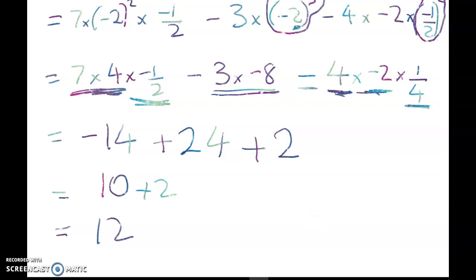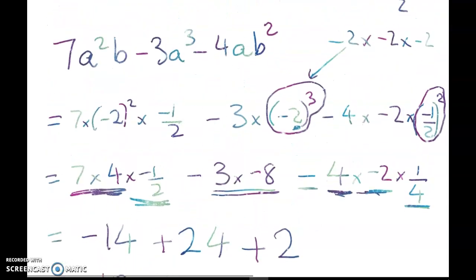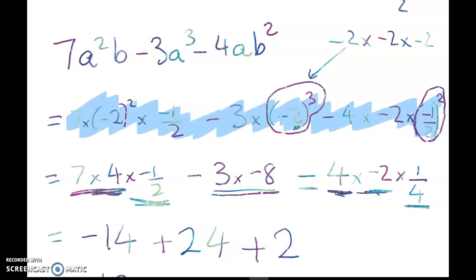Now I want to show you what I think is pretty essential working in here and what we could leave out. So let's just go back and have a look. Well, this first line here is absolutely crucial. When we're doing substitution, we really need to see that you've taken the A and you've replaced it with negative 2, and so on.